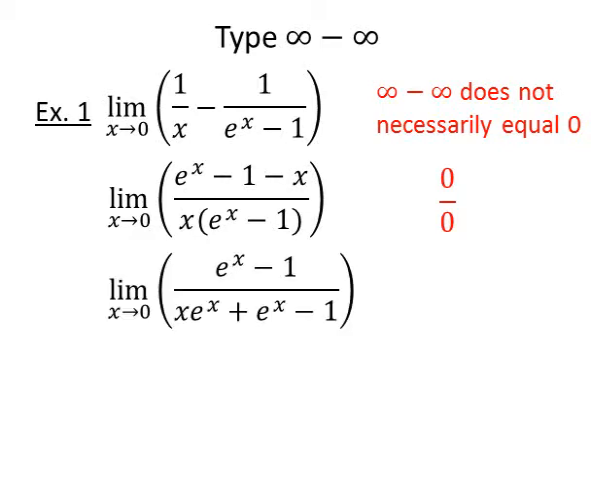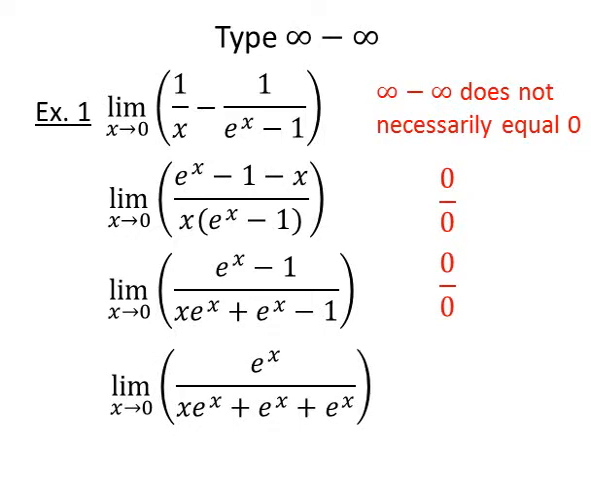The result is still of the form 0 over 0. So let's apply L'Hopital's again. Plugging in 0, we find that the limit equals 1/2. And once again, notice that infinity minus infinity does not necessarily equal 0.